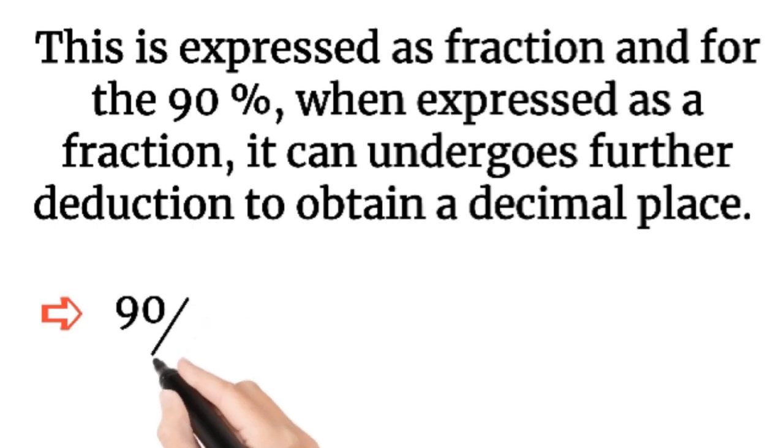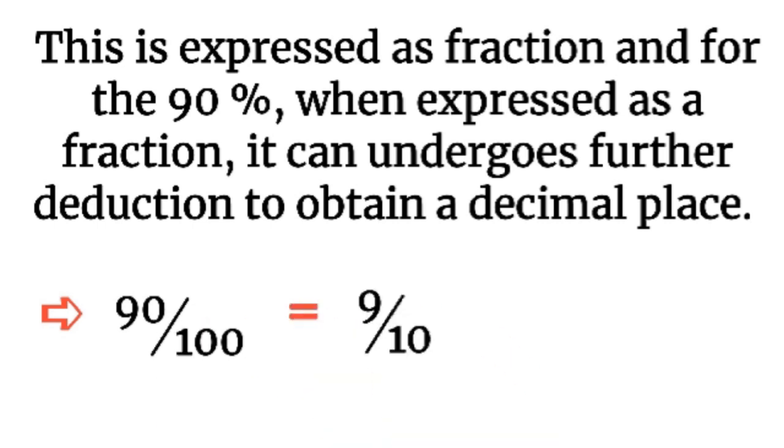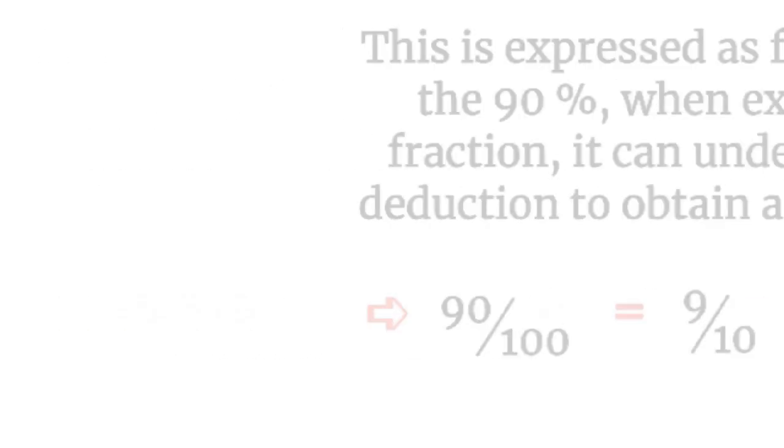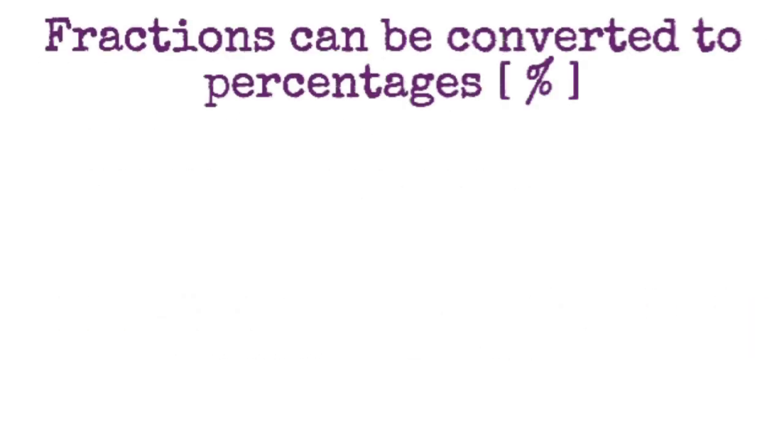Let's check this out. We have our 90 over 100, which is the same as 90%. Therefore, 9 over 10 will be our fraction. But in this case, since the 10 has only 1 zero, we will run only 1 decimal place, so it is 0.9.